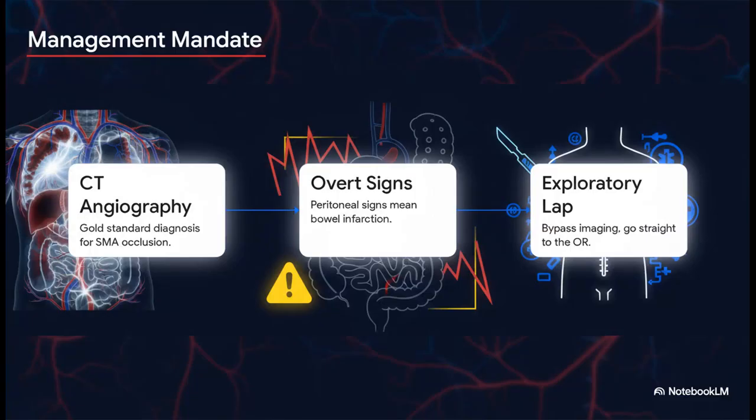Okay, let's look at the strict diagnostic and surgical sequence. CT angiography of the abdomen? That's your gold standard. However, you've got to watch out for this critical clinical trap. If your patient develops overt peritoneal signs, like a totally rigid abdomen, that means the bowel has already infarcted. At that point, the absolute mandate is to bypass all imaging. You don't wait for a CT. You proceed directly to an emergent exploratory laparotomy to resect the dead bowel.